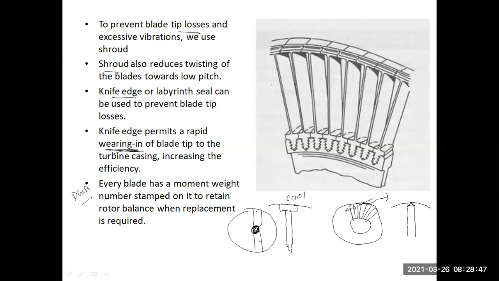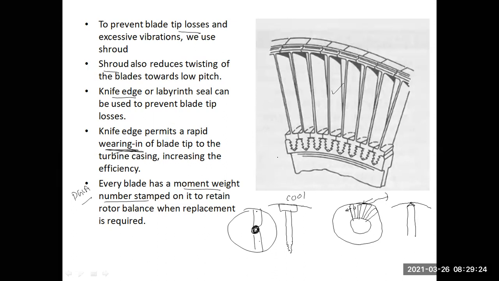Once the entire section is balanced, the manufacturer stamps the moment weight of the blade. Every blade has its own moment weight stamped on it. This is very essential, because suppose a turbine blade has been damaged, and let us say only this one is damaged, the rest are working fine. Replacing all of them would be very expensive. I need to replace only this blade. So I will find out the moment weight. Let us say 400 gram meter is the moment weight.